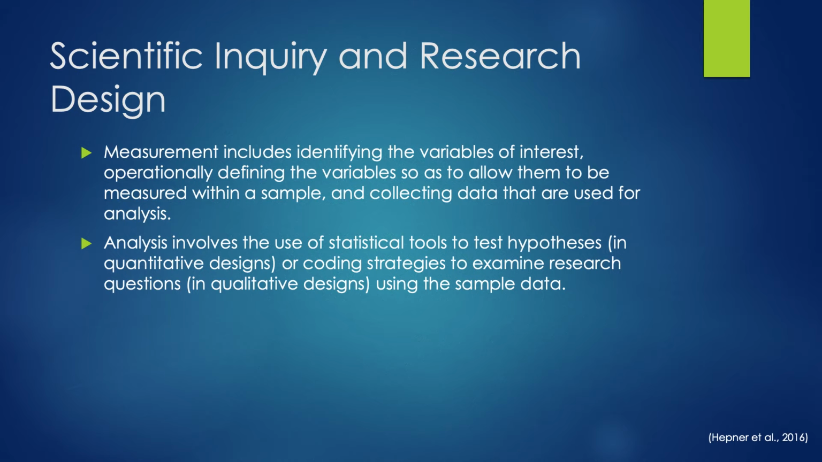We're also going to do some analysis on our data to make sure that we're not violating any norms of homogeneity, and there are different statistics that we'll look at to tell us if our data are normal, and if they're not, how we can trim outliers out of our data so that we can have a normal data set. And then the analysis involves the use of statistical tools in testing hypotheses or coding strategies to examine research questions, which is used in qualitative designs.